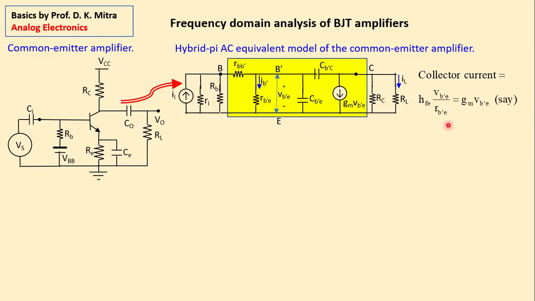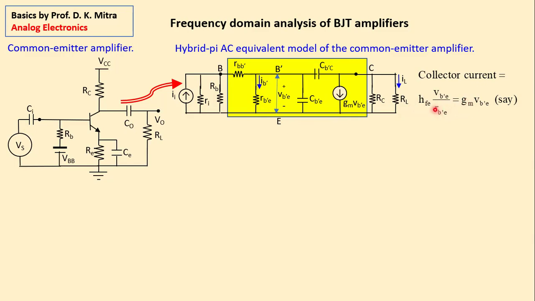IC is equal to beta IB, or hfe multiplied by IB. That means base current, right? Now, what is the base current? Look at this VB'E. This base current IB is VB'E divided by RB'E. This is the current passing through this. So, hfe VB'E by RB'E. Now, this ratio, hfe divided by RB'E, we give it a new name, GM.